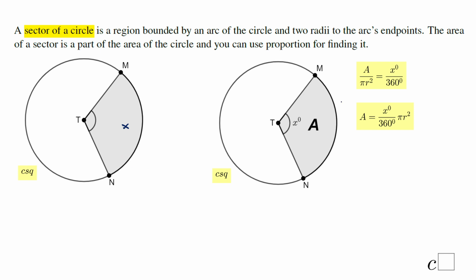You have two choices. One is to use proportion, which I like and I use. This one, proportion, and this one, if you remember, if you want to use a formula, this is a formula that can be used. A is the area of the sector, and this represents the angle, the central angle, how we call it. So let's see an example.